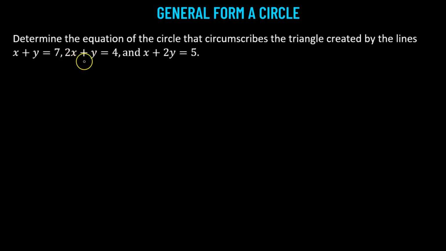So in this problem, we need to determine the equation of a circle that circumscribes the triangle created by the lines x + y = 7, 2x + y = 4, and x + 2y = 5.